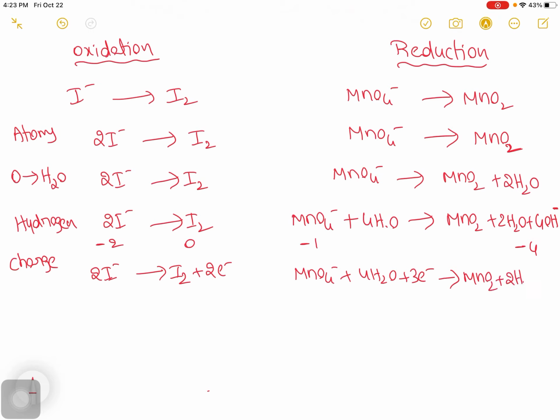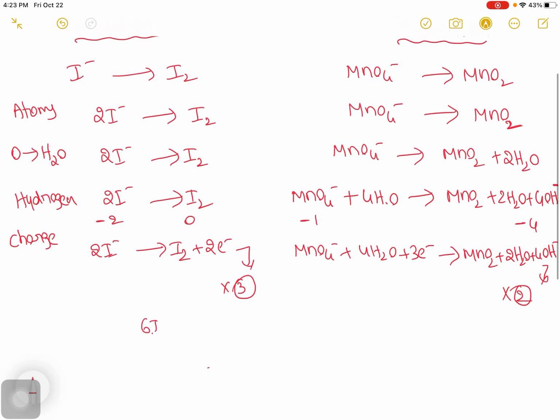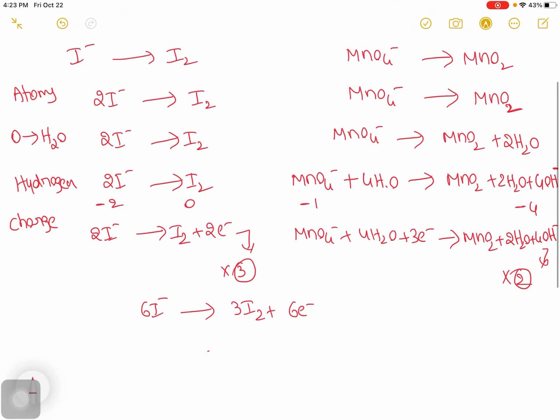Finally, we have to cancel the electrons. For that, first of all, we have to equate the electrons. 2 electrons on oxidation, 3 electrons on reduction. So multiply oxidation with 3 and reduction with 2. After multiplying with 3, you will get 6 electrons on the oxidation side. After multiplying with 2, we will get 6 electrons on the reduction side also. So 6I minus gives rise to 3I2 plus 6 electrons.